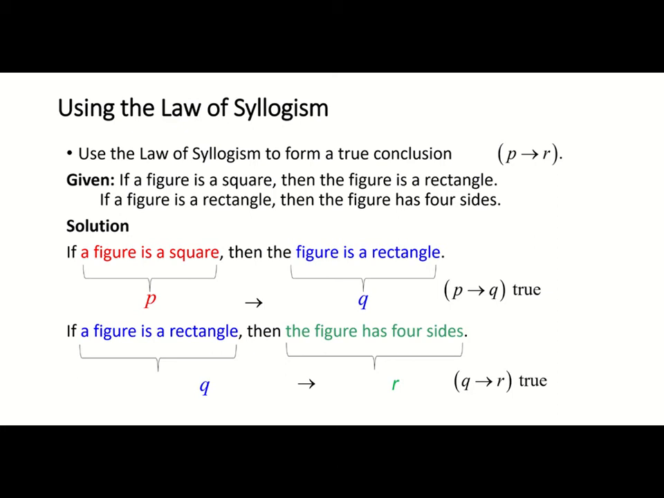Okay, so here's a good example of the law of syllogism. We start off and we are given, if a figure is a square, then the figure is a rectangle. So if a figure is a square, this is going to be our P. Then the figure is a rectangle, that's going to be our Q. Then you'll notice down here, if a figure is a rectangle, so they're repeating Q here, then the figure has four sides, so that would be R.